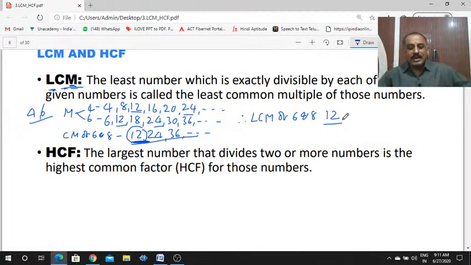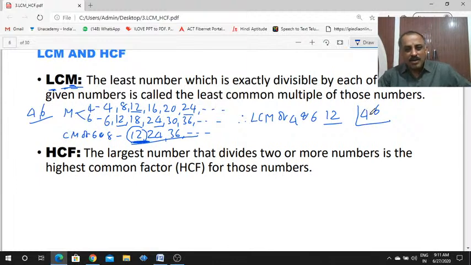Then how to find the LCM? The LCM of 4 and 6 is 12. Then how to find it? Division method, for 4 and 6.